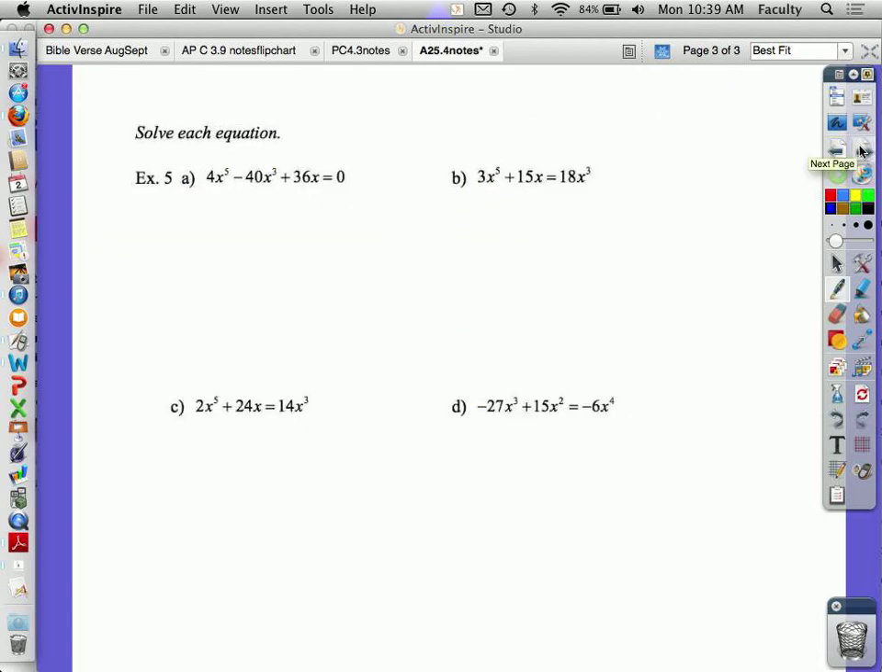All right, now we're going to move to solving equations, and I need to refresh your memory from Algebra 1. You have the zero factor property, and the zero factor property says if A times B equals 0, then A is 0 or B is 0. Now this does extend to if I have A times B times C equals 0, then A is 0, B is 0, C is 0.